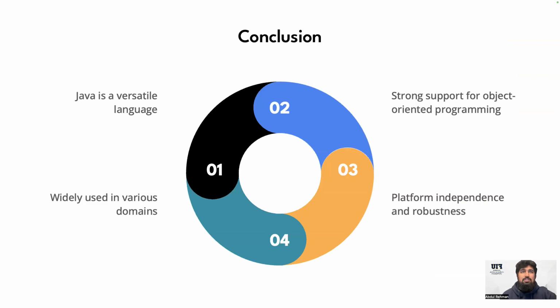In conclusion, I would say it's a versatile language. It supports object orientation, is platform independent, and is widely used in various domains. Plus, it helps us to manage our memory. It focuses on the types that we're using, being strongly typed, and it supports advanced features such as Lambda expressions and so on.